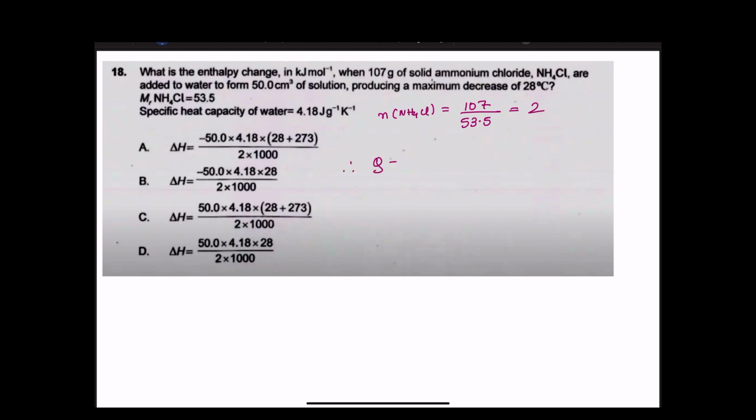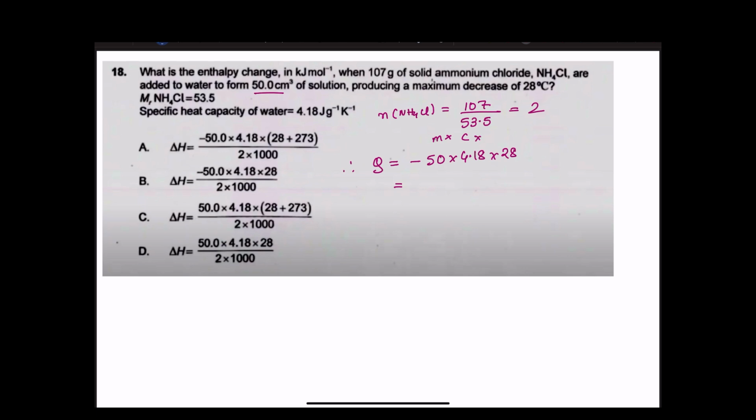Now how much heat is released? Basically it will be negative 50 times 4.18 times delta T, which is 28. Now why is the mass 50? Because the density of water is 1 gram per centimeter cube. So 1 centimeter cube of water will weigh 1 gram. This is the mass.